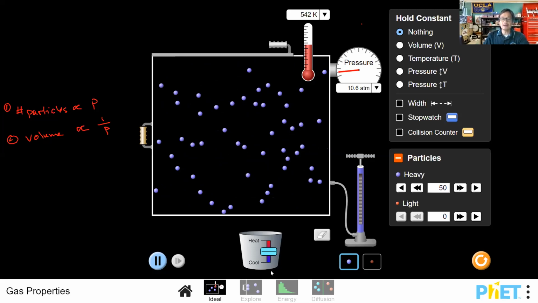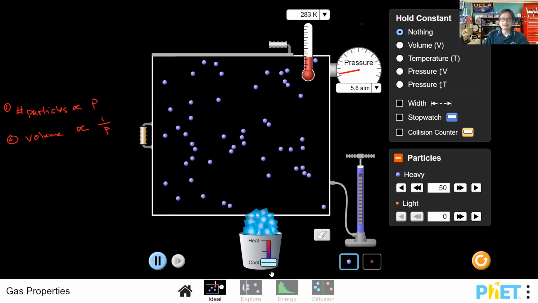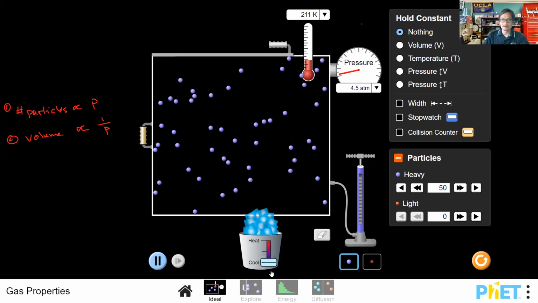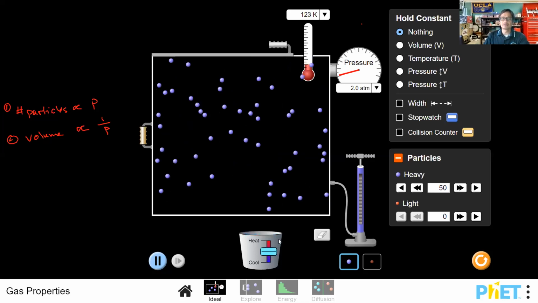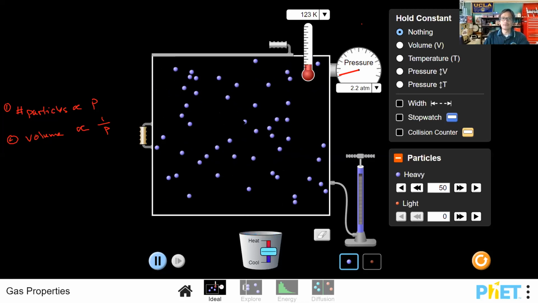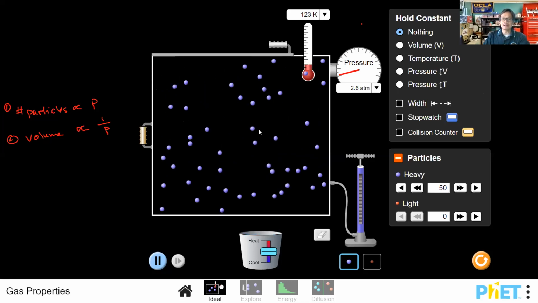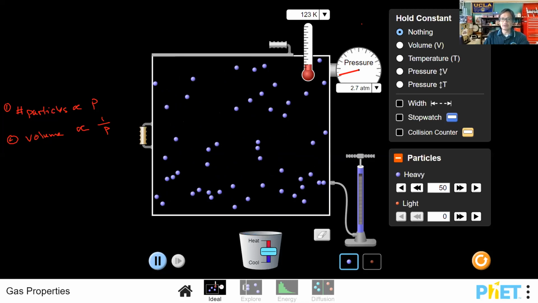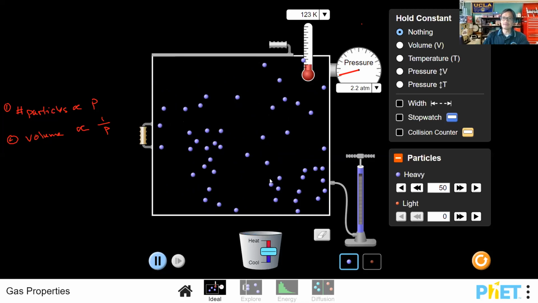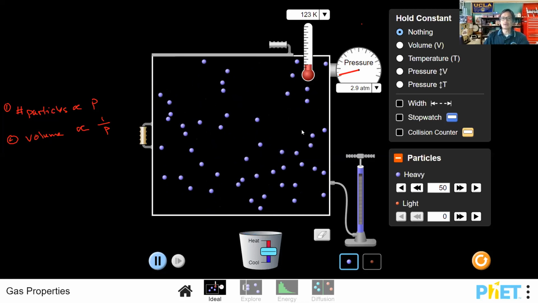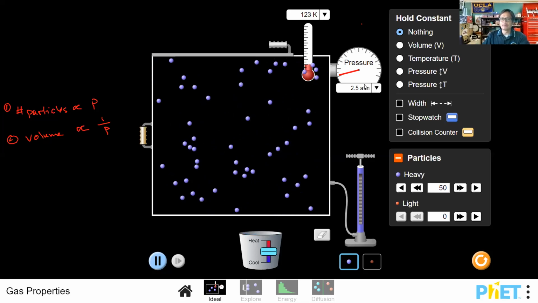Let's cool it down. By adding the ice here, we are removing heat, and the temperature's going down. As the heat content goes down, look what happens to the particles. They slow down. Kinetic energy is being lost because heat is being lost, meaning the particles are not moving as fast. But look what happens to the pressure here as well. I'm going to draw your attention to that.